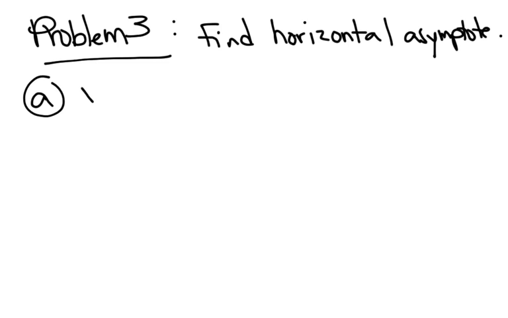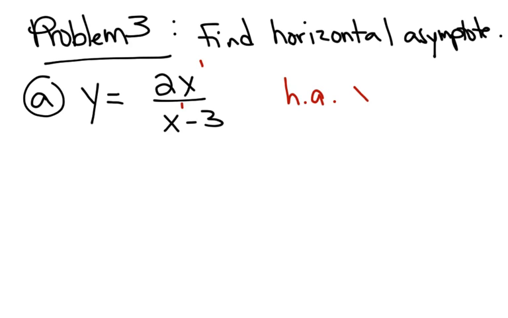So here in problem 3, I want to find the horizontal asymptote of each rational function if it exists. Find horizontal asymptote. All right. So in the first rational function, y equals 2x over (x minus 3). The question is, is the degree of x in the numerator and the denominator the same? Is the numerator bigger or is the denominator bigger? Well, the degree is the same. That means the horizontal asymptote must be y equals 2 over 1.